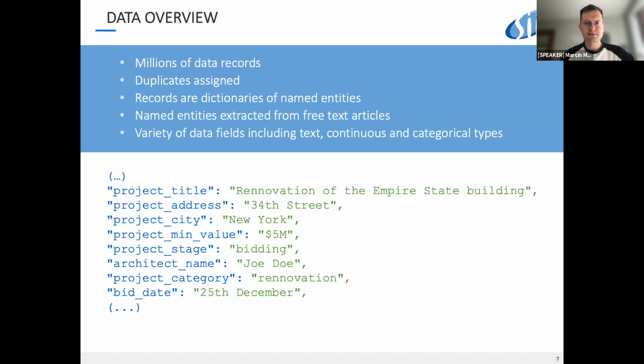Overall, there are several dozens of them, and we can distinguish two types of named entities. Text named entities, like project title or owner name, and numeric named entities like, for example, total square feet, latitude, longitude of the project's location, and so on.